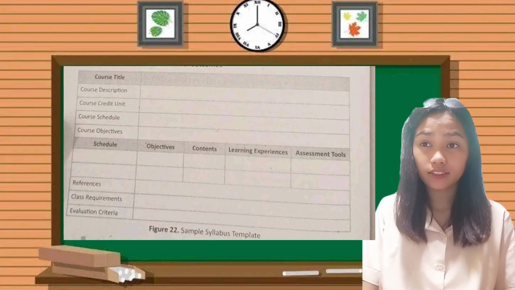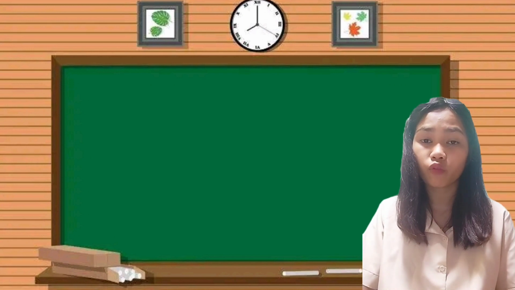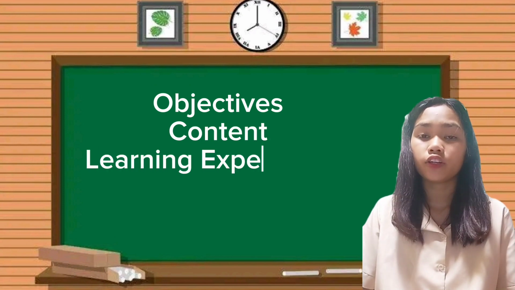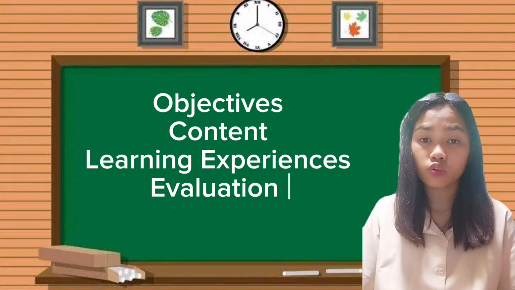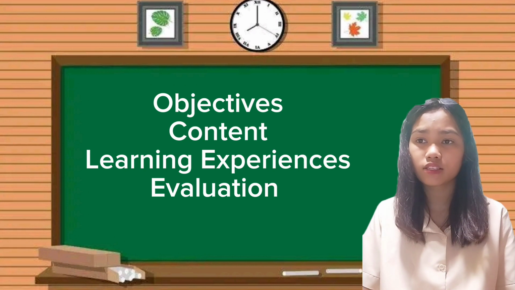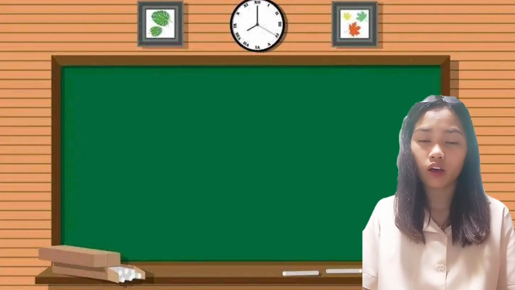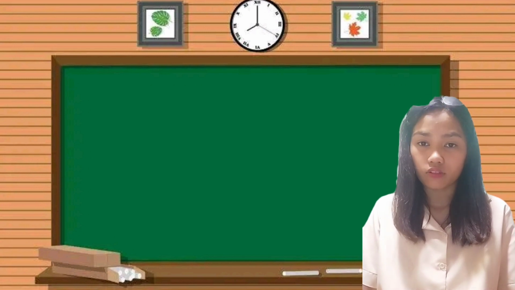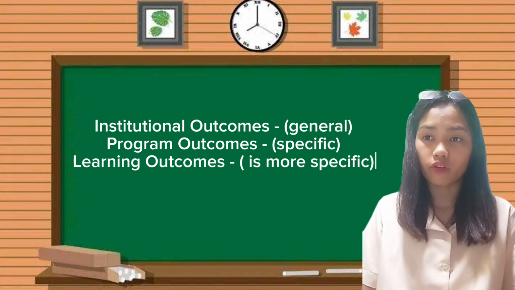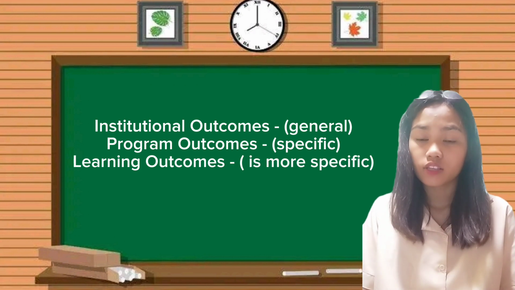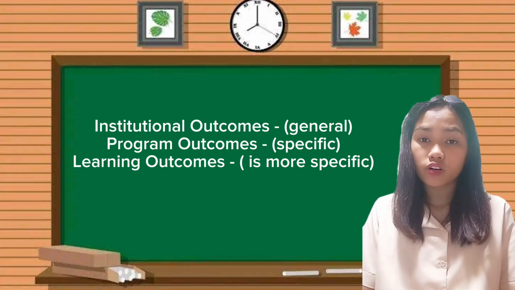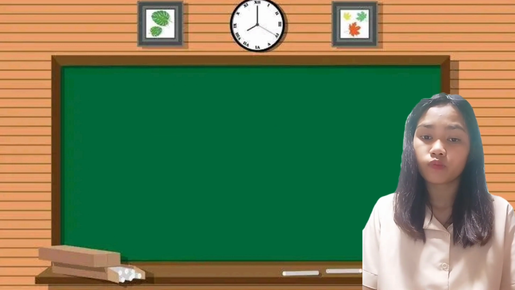So, it is important to ensure perfect alignment between and among the 4 elements of instruction, which are objectives, contents, learning experiences, and the assessment tools, or what we call also evaluation. It is also imperative that all these elements contribute to the realization of program outcomes or institutional outcomes. As what I have discussed before, the institutional outcomes are general, while the program outcomes are specific. If the program outcomes are specific, the course learning outcomes are more specific, or the learning objectives.